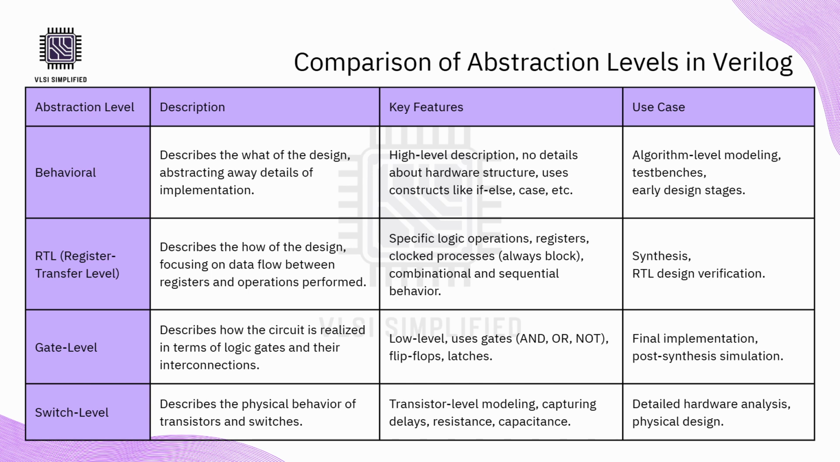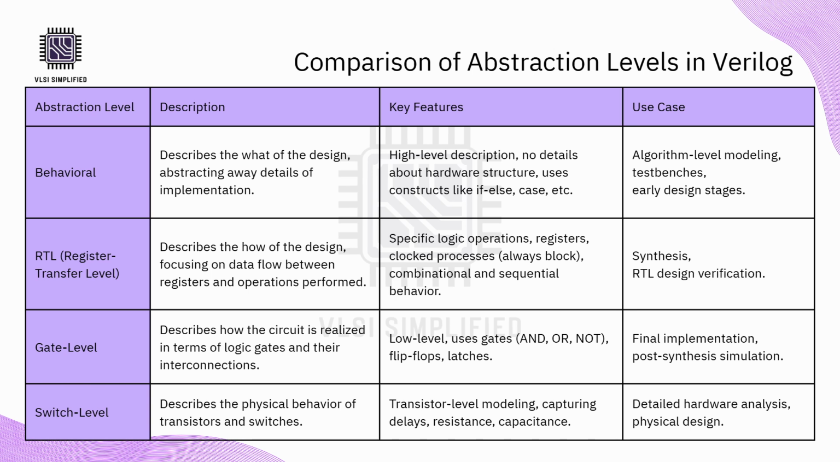Next, the gate level abstraction comes into play when we have already synthesized the design or want to look at how it is implemented at the gate level. This is where the design is broken down into individual gates like and, or, not. And you start seeing how your logic gets translated into actual hardware components. This level gives you a deeper and more detailed view of how the design is going to behave on a physical chip.